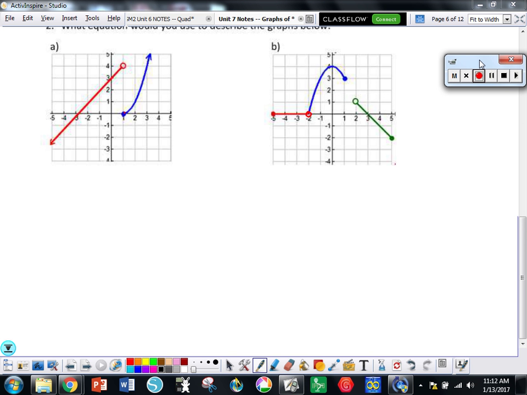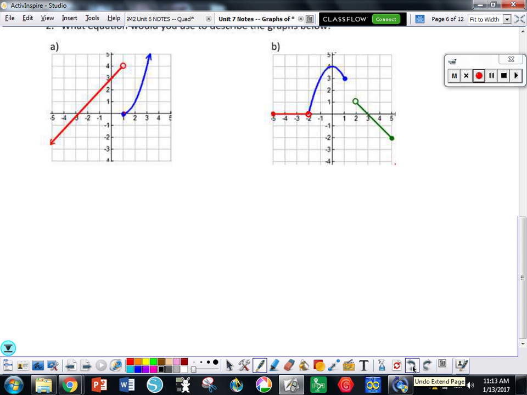Completely ignoring the blue, what's the equation of this graph? First of all, which one of those sticks does it follow? Is it a square? Is it a cube? Is it a square root, a cube root, a line, or an absolute value? This one right here looks like a line, right? I'm not going to call it an absolute value unless I see it turn around. So I'm going to say that that's a line.